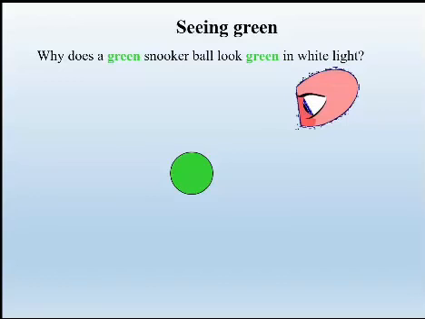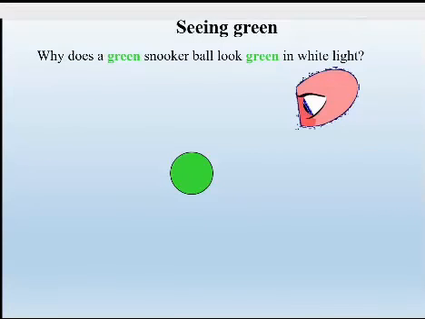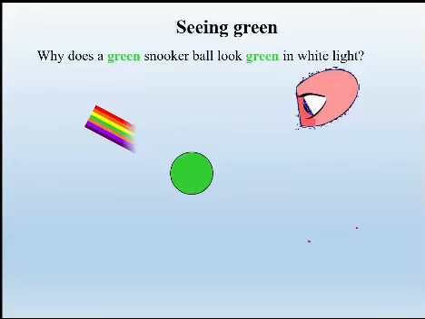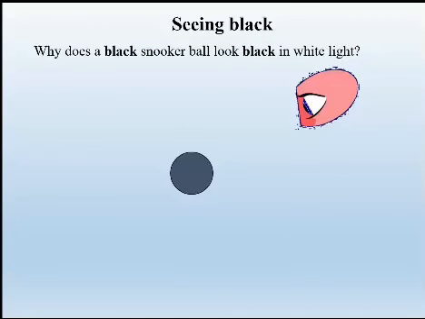Now, why does a green snooker ball look green to our eye? Again the same method. Here you can see all the spectrum of colors are absorbed by this green snooker ball except the green color. So, only green light is reflected into our eye. So, the snooker ball appears green.